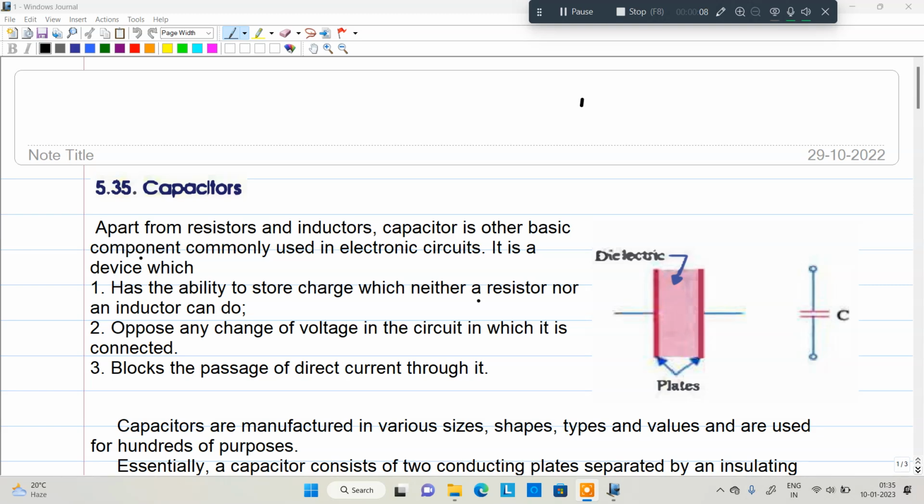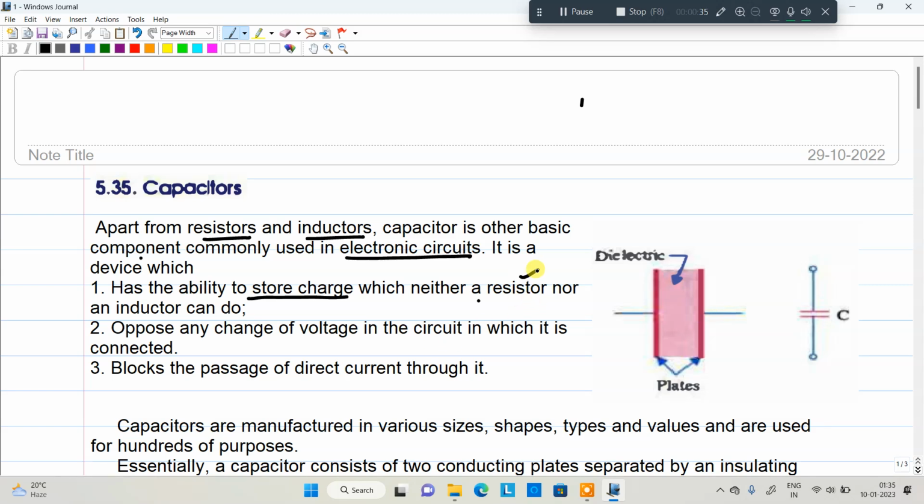Now we are moving to the capacitors. Okay, so till now we have completed the resistor as well as the inductor. In case of the capacitor, apart from the resistor, the capacitor is also a basic component commonly used in electronic circuits, right? What is the capacitor doing? The capacitor has the ability to store charge. In this particular capacitor, you are using the stored charge.